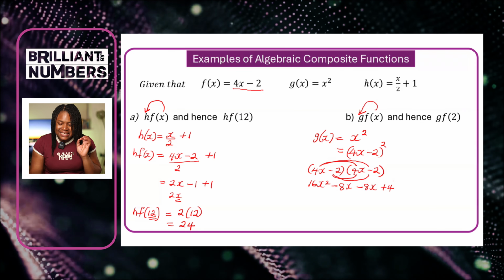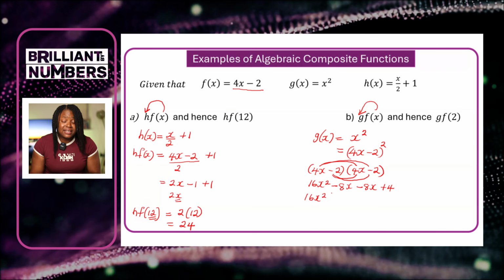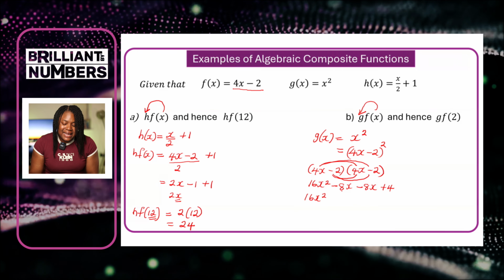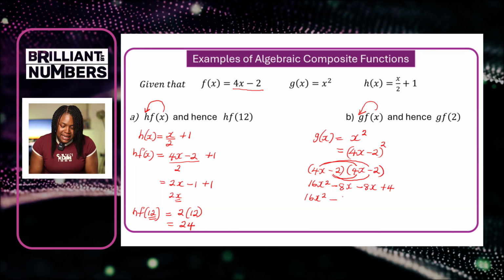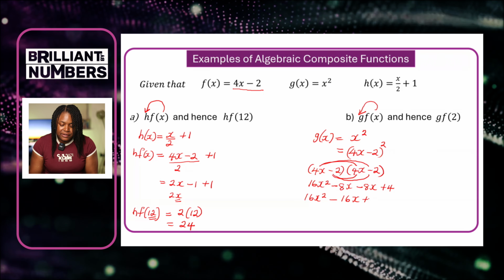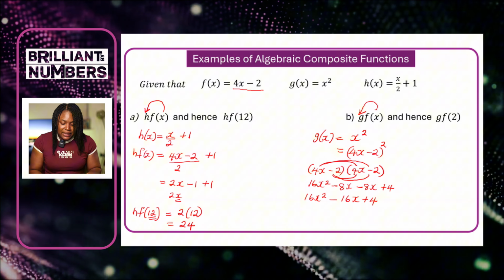Now I need to simplify. So I've got 16x squared. You can see this is a quadratic. The highest power is a 2. Minus 8 minus 8 is minus 16. So that's minus 16x for the b term and 4 for the constant. So that is the answer for that question.